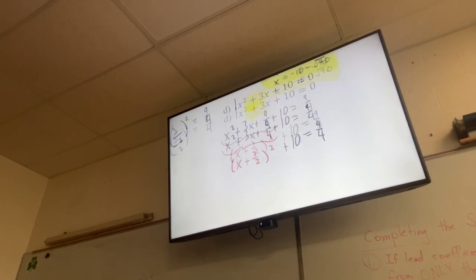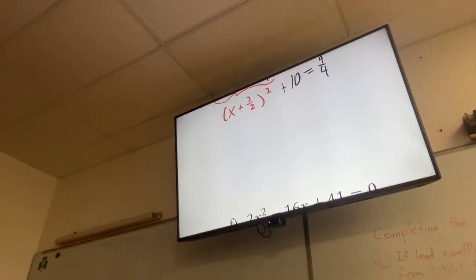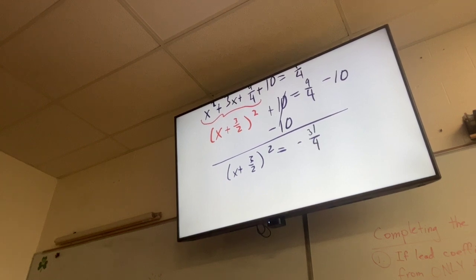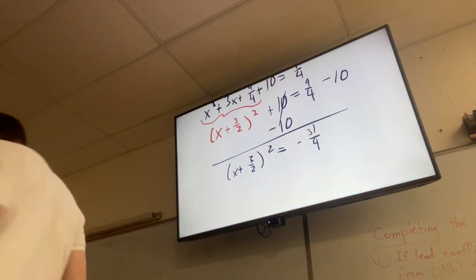Okay. Now we can use the square root property to solve for x. So let's get the squared stuff, the red stuff, by itself. The part that gets squared. All right, so I have x plus 3/2 quantity squared equals 9/4 minus 10. I'm going to do that in my calculator. I got negative 31/4.